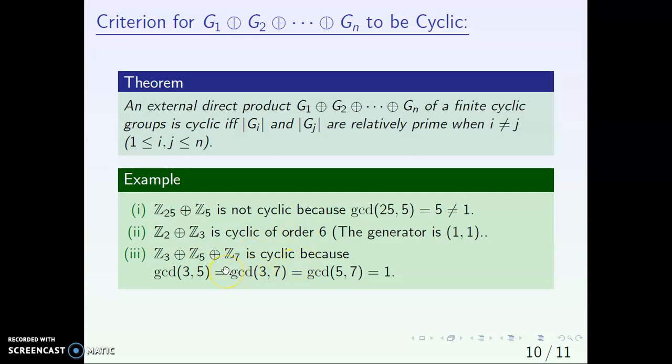What is the order of this group? 3 multiplied by 5 multiplied by 7. Okay. The generator again will be (1,1,1), one of the generators.